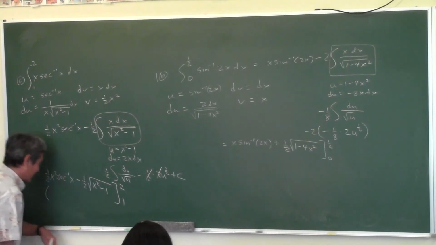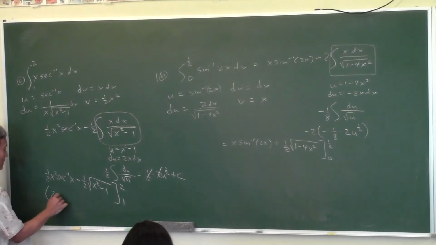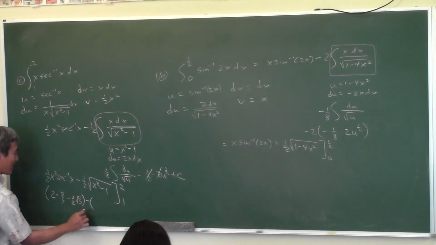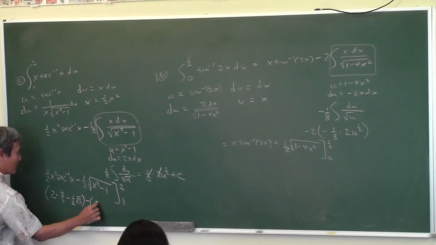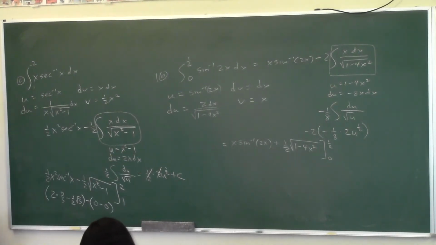I can't do either. Okay, so if I plug in 2, you get 2 times pi over 3 minus 1/2 root 3. And then if I plug in 1, you get 0 minus 0. Glad I had to bend over for that one.